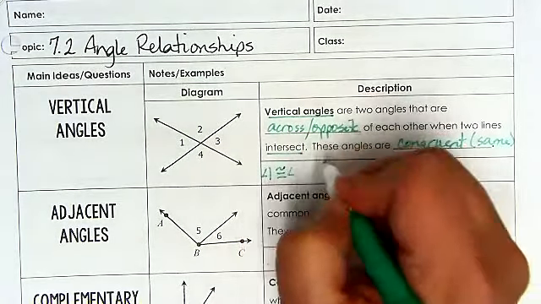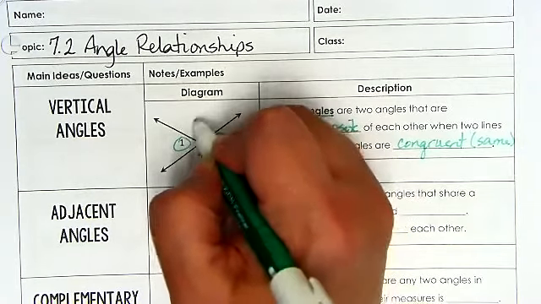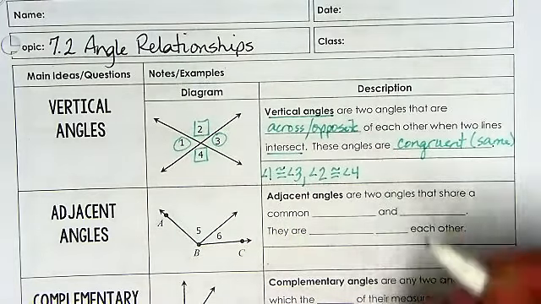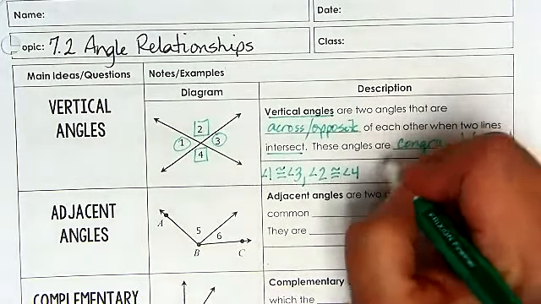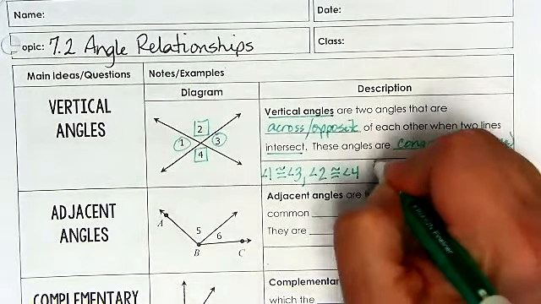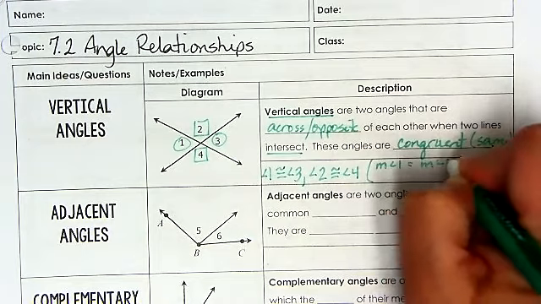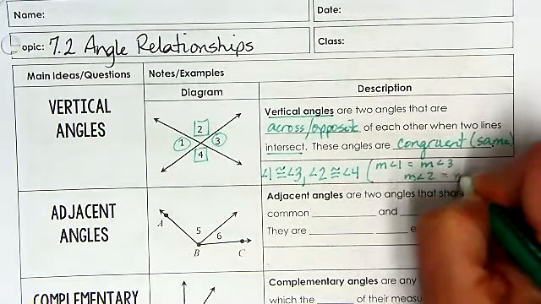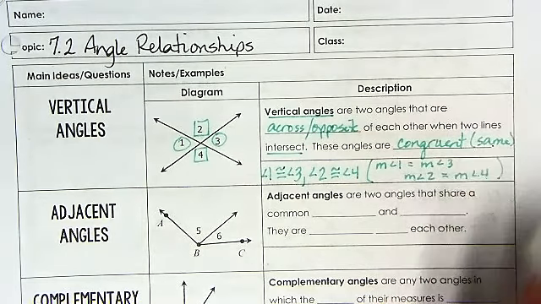That's this one and this one. And then angle 2 is congruent to angle 4. So that's boxing 2 and 4, circled 1 and 3. Probably should use different colors, but I'm learning. Okay, so that means that the measure of angle 1 is equal to the measure of angle 3. The measure of angle 2 is equal to the measure of angle 4.